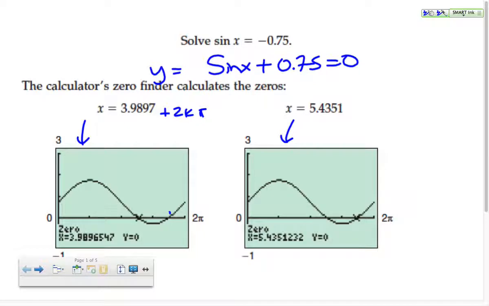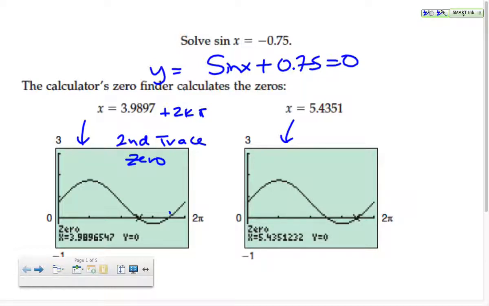Now, to use the graphing calculator to find zeros, there's a couple of things that you need to do. First of all, you need to go second trace. If you already know how to find zeros in your graphing calculator, you can skip forward through this part. Second trace, and you'll notice number 2 says zero. You're going to click on that. This is the easy part.